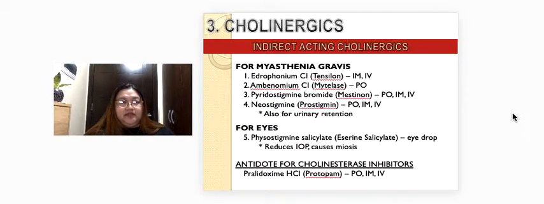Antidote. Okay. Ang antidote for cholinesterase inhibitors ay ang pralidoxime. Pralidoxime will reactivate cholinesterase. Okay? Kaya, yung kaninang binabanggit ko na cholinergic crisis, no, pwede ding gamitan ng pralidoxime as an antidote together with atropine. Okay?